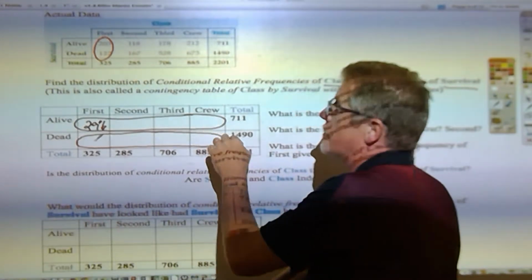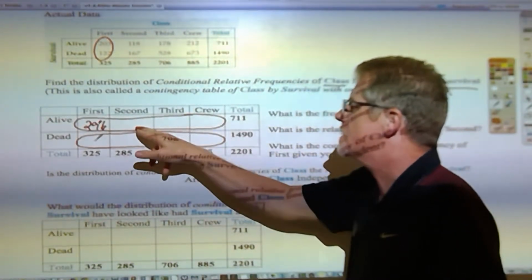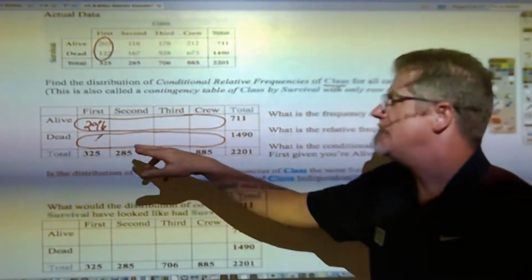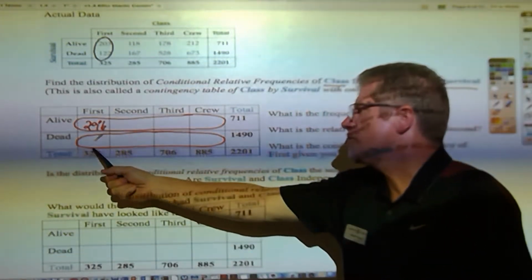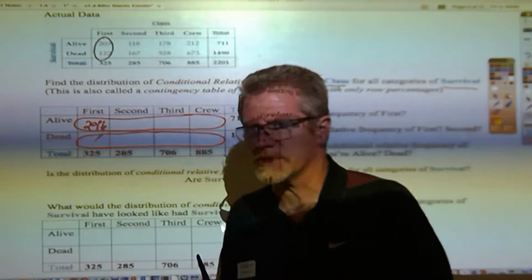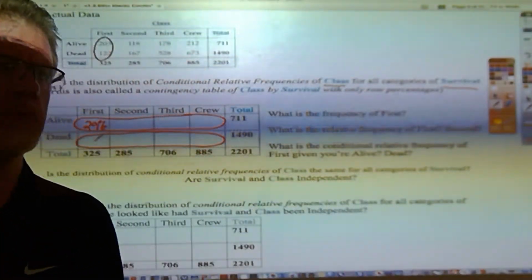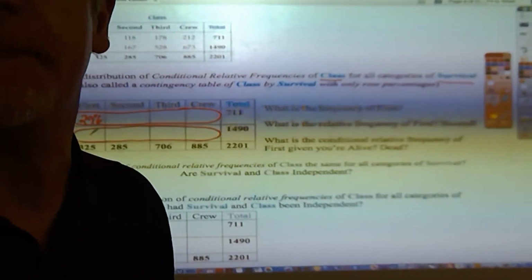Fill in these other 3. What percent of the living were second-class, third-class, crew? And then do the same thing for those who perished. What percent were first class, second class, third class, and crew? So fill in those other 7 numbers on your own. I'm going to press pause while you wrap that up.